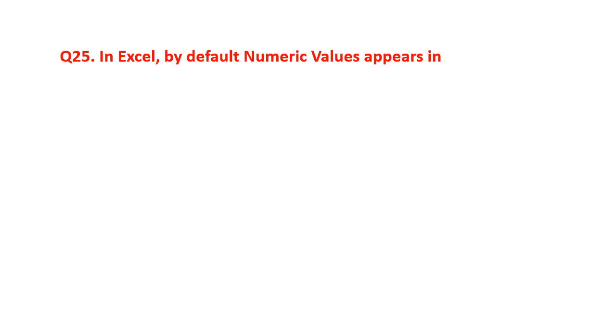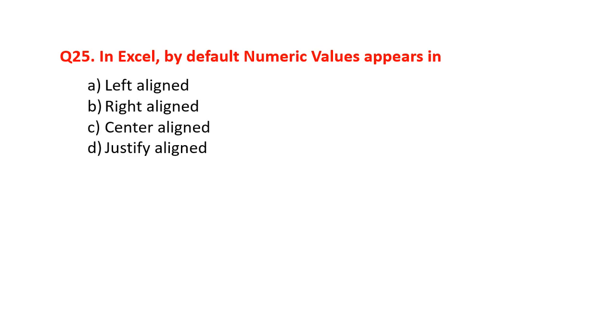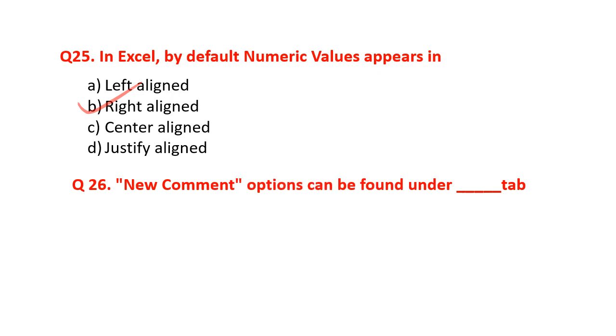Now question number 25. In Excel by default numeric values appear in option A left aligned, option B right aligned, option C center aligned, option D justify aligned. The right answer is option B right aligned. Now go to the next question.